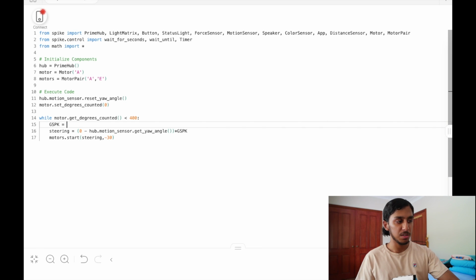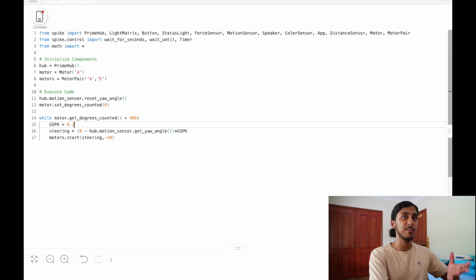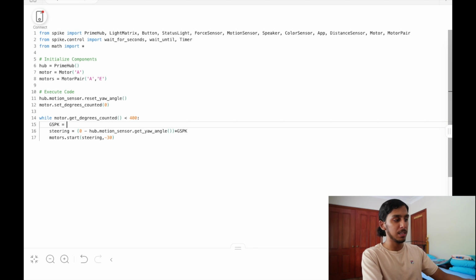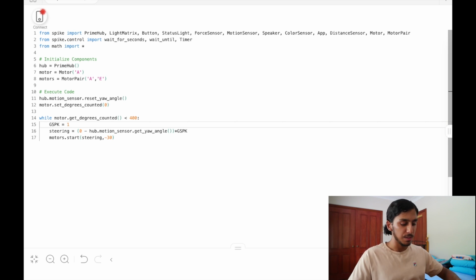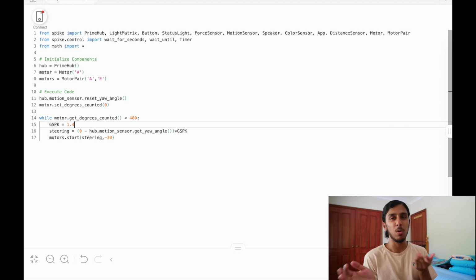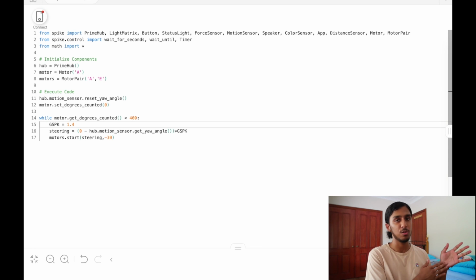That doesn't mean you can just up this GSPK to like 99, because then it'll just do zigzags and get lost. And it doesn't mean you can put it to really low, like 0.1, because then it won't be able to correct fast enough. This constant is different for every robot. So you're going to need to be doing some tuning to this constant and change it a little bit. So for my robot, I found that 1.4 works pretty good. For your robot, it will probably be somewhere between 1 and 2. Generally speaking, that's how it works. Start at 1.4, you may go up to 1.6, may go down to 1.2.